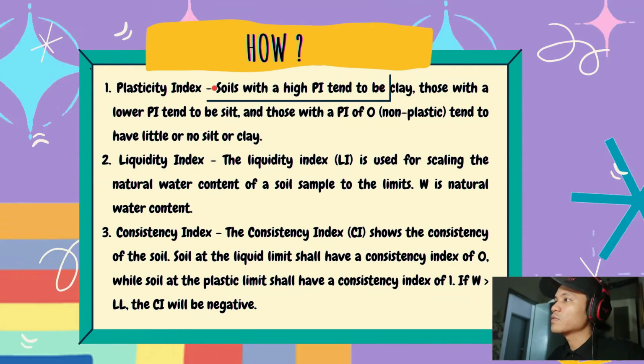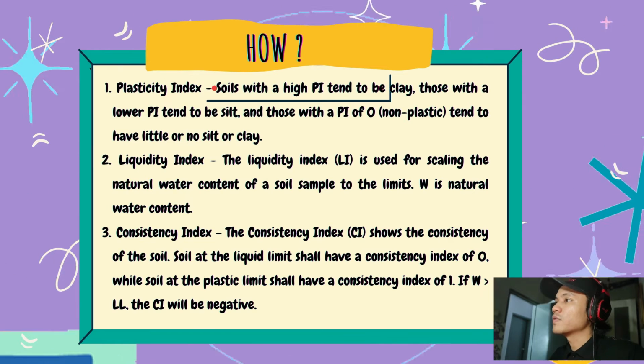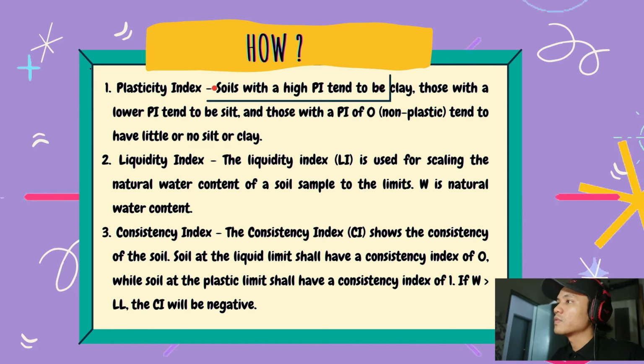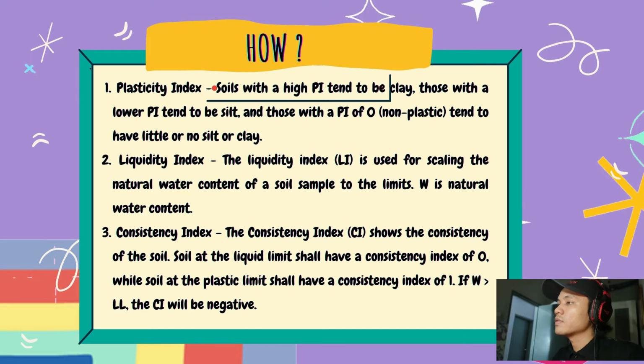Plasticity index. Soils with a high PI tend to be clay. Those with a low PI tend to be silt, and those with a PI of 0 tend to have little or no silt or clay.